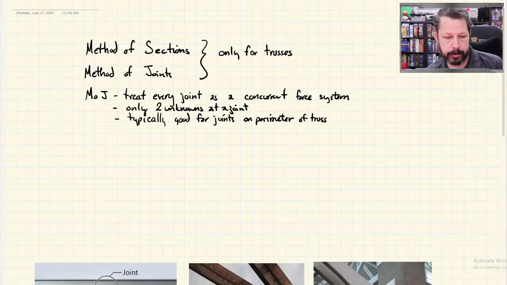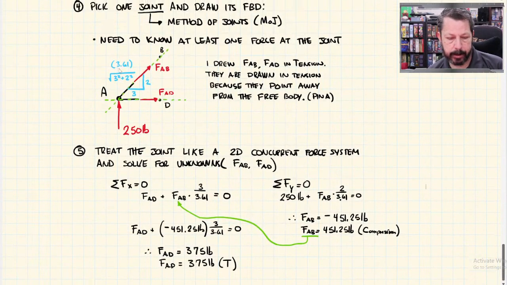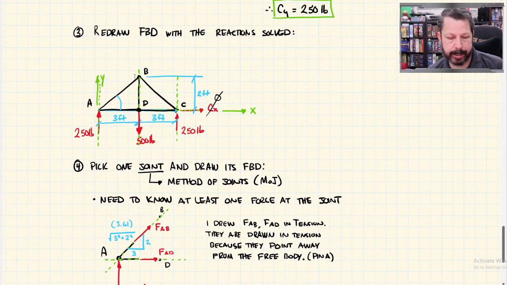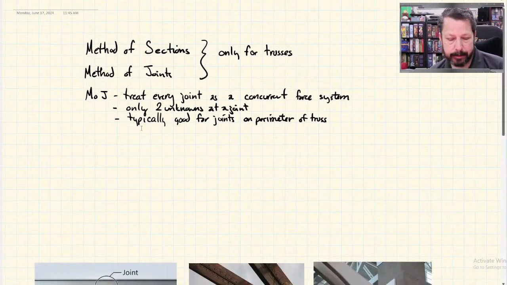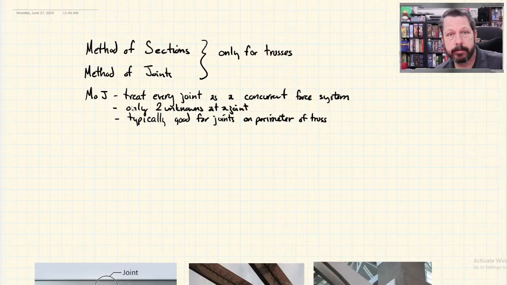So like we used joint A here, which was over on the edge. Now this one only has a perimeter, so I guess we could have done any of them and they were on the perimeter. But typically it's good for that. Or if you're trying to solve for all the members on the whole truss. So if you just want everything, then you go joint by joint and you can solve for everything.